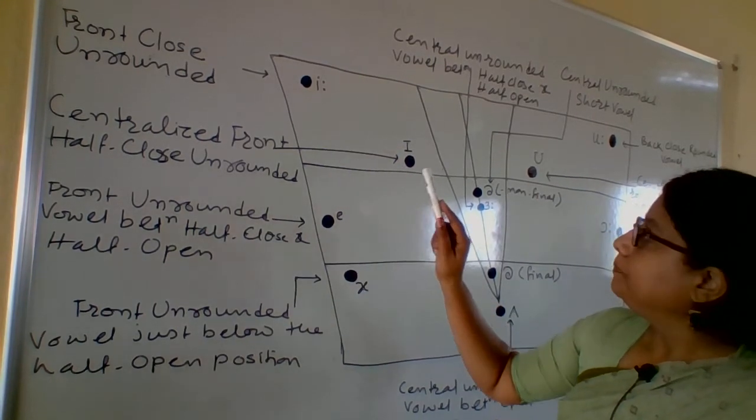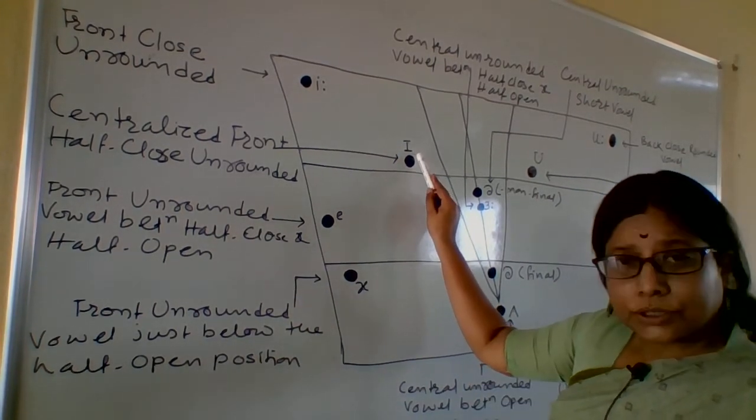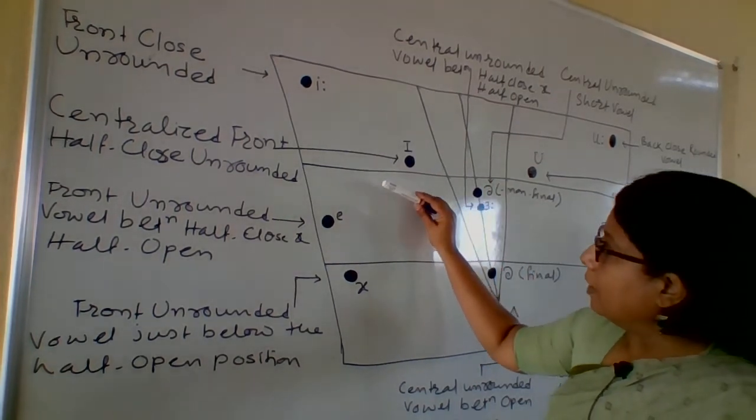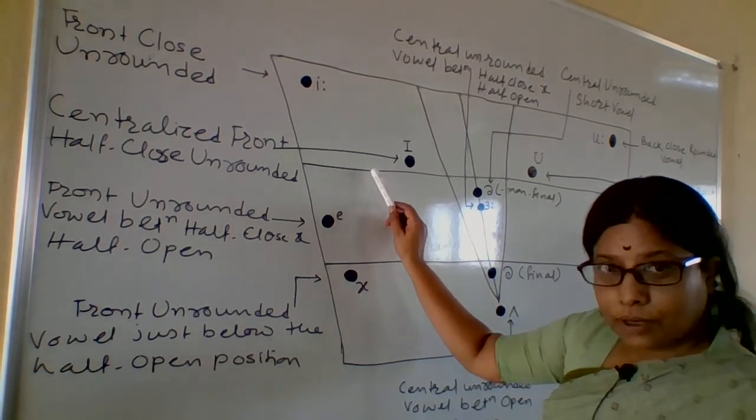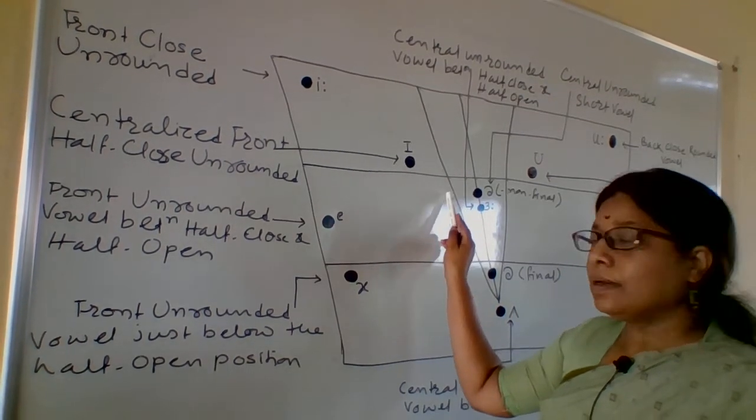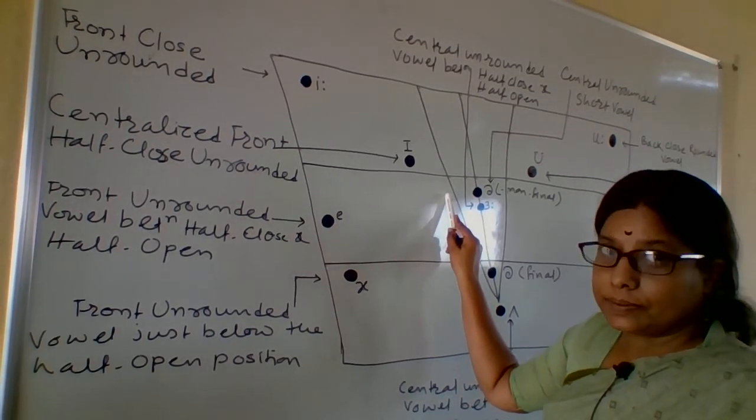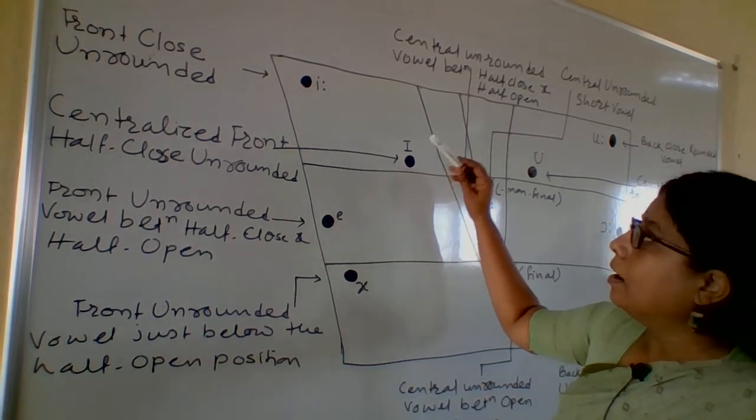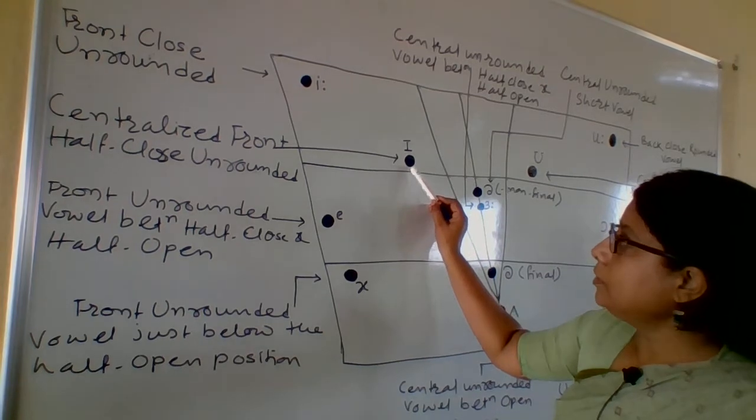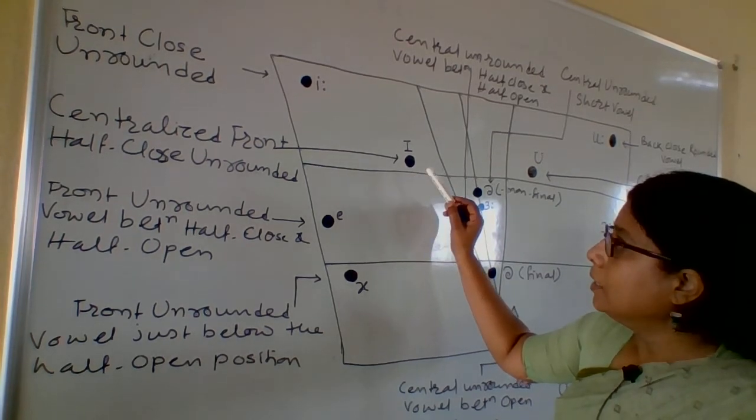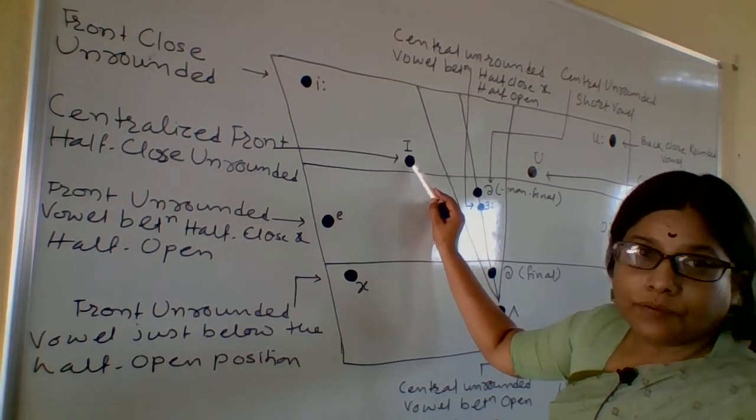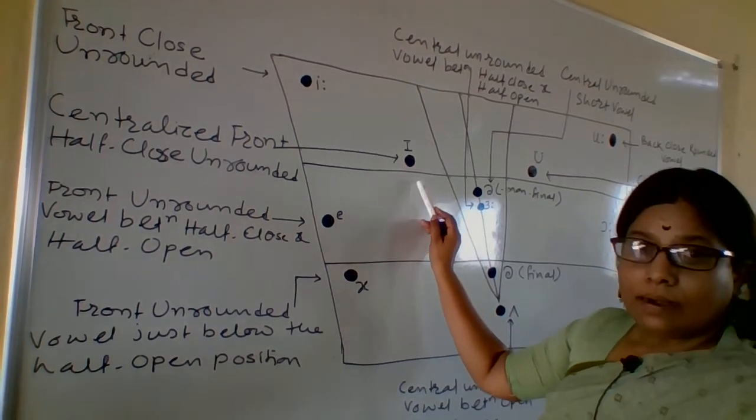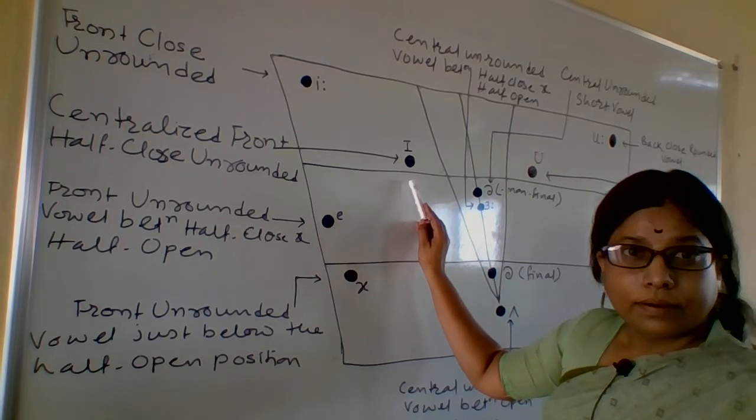Now see, for the production of short E, the front part of the tongue, nearer the central part of the tongue, is raised to a point, to the height just above the half close position. Okay, and the lips are unrounded.